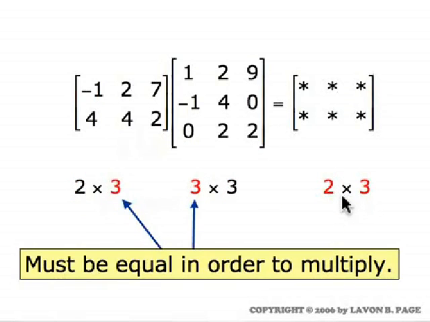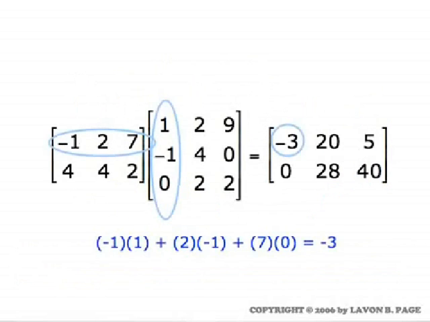In order for the multiplication to be possible, the number of columns, 1, 2, 3, of the left matrix has to match the number of rows of the right matrix. When you multiply matrices, you're always multiplying a row of the left matrix times a column of the right matrix. Let's do this 2 by 3 matrix times 3 by 3 matrix and see how it works.